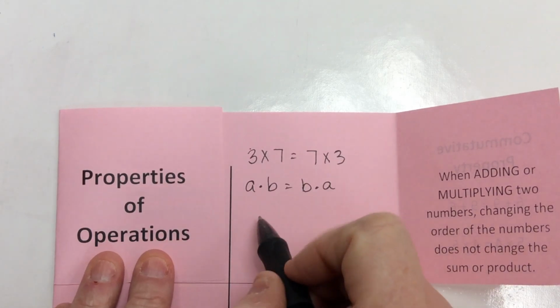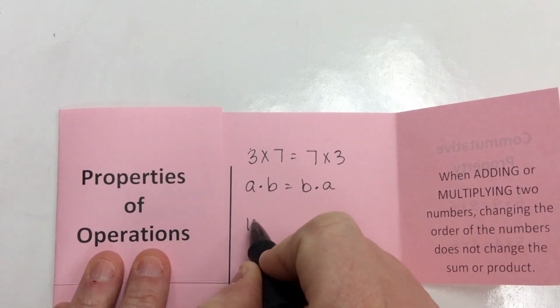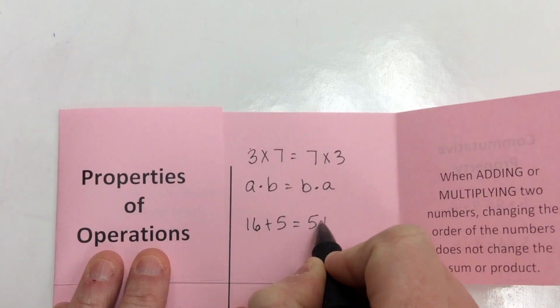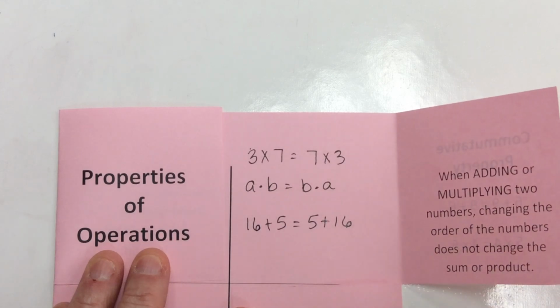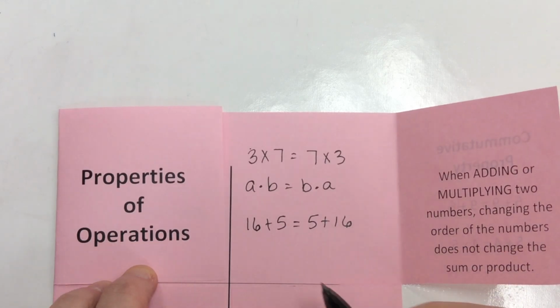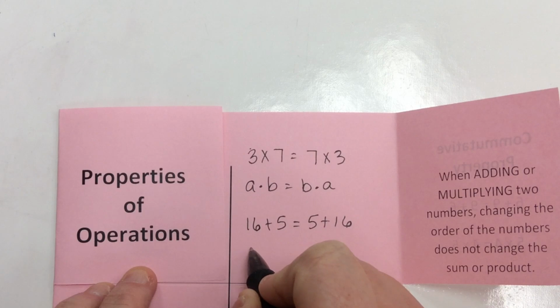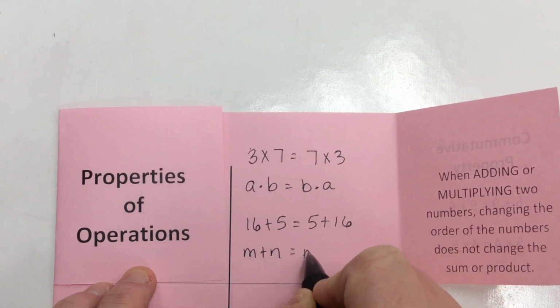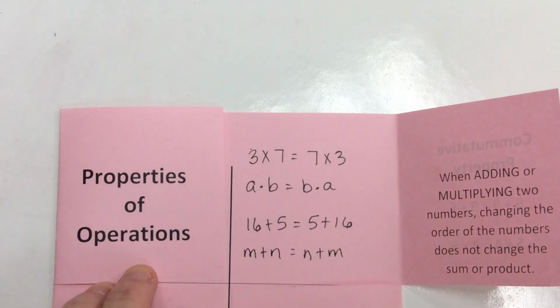For addition, I could say 16 plus 5 is the same as 5 plus 16. I could also use a variable here and say M plus N is the same as N plus M.